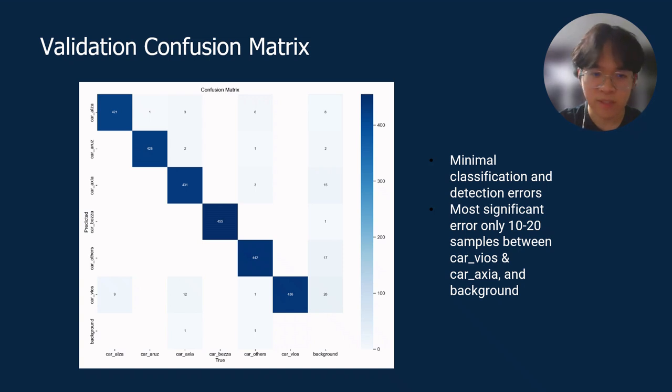Now we also have the validation confusion matrix for us to understand how the model performs. You can see across all of the labels, the model has excellent performance by giving correct predictions compared to the truth labels. And you can see there are very minimal classification and detection errors. The only significant ones we have seen are between class VIOS and class ASIA with only 12 wrong predictions, and also in the background classification errors, which are about 10 to 20 errors between the background and the other car brands.